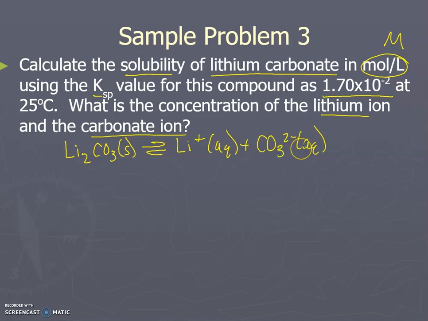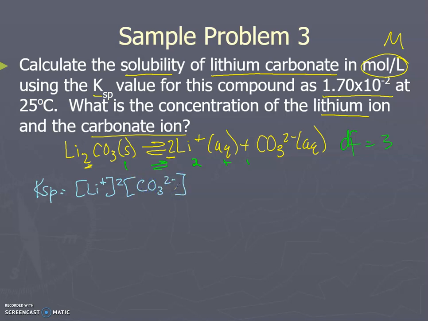Do I make the same amount of each? No, I have 2 lithium ions. My dissociation factor over here is 3. Every one of these makes up 2 of these and 1 of those. So what is my Ksp expression going to be? Ksp is going to be concentration of Li plus squared times the concentration of CO3 2 minus.